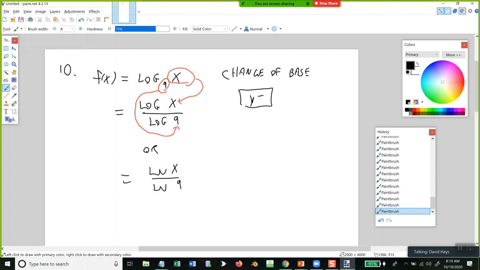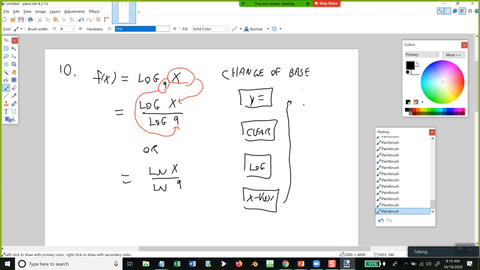So you press your y equals, clear, push your log button, push your x key, closing parentheses, divided by, log button, and then 9, and then graph.